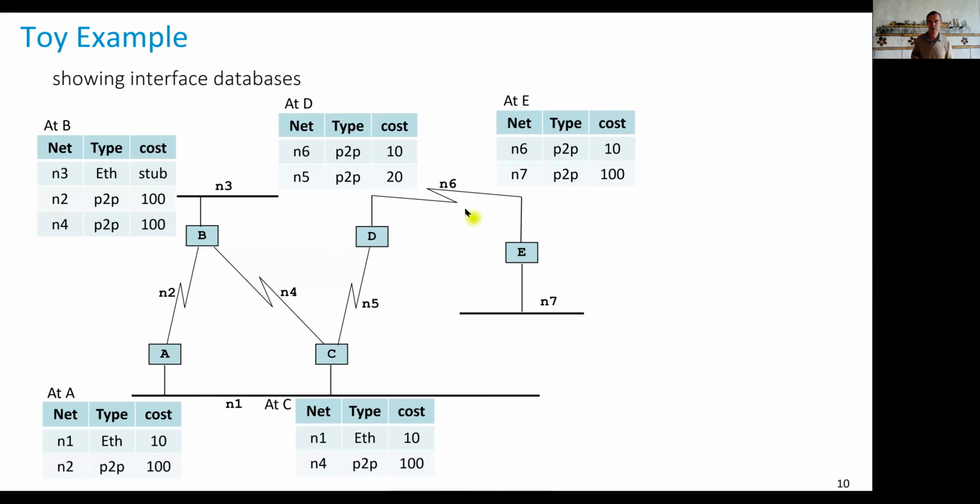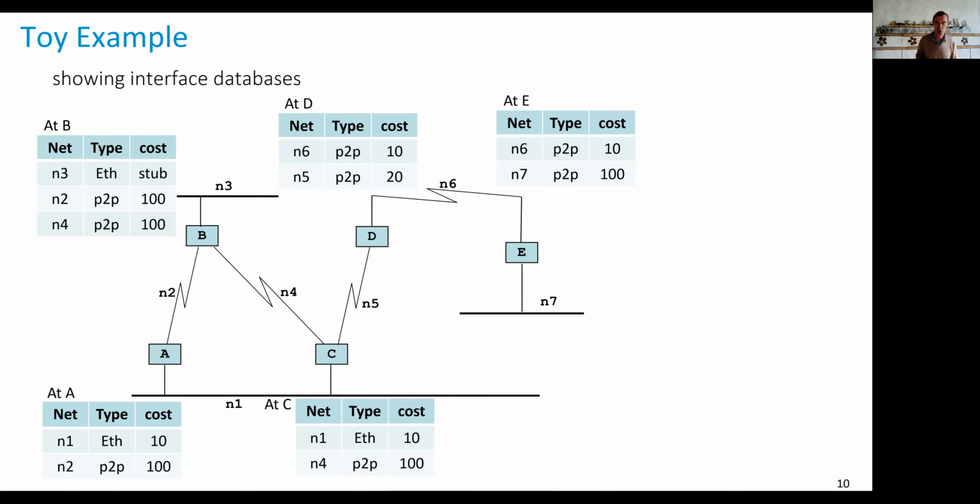At the beginning, if hypothetically all routers start at the same time, the only thing they know is their interface database. For example, router B knows that it has a prefix N3, that's an IP prefix here. It will say what is the type of this, so it's a point-to-point link, Ethernet, and also it will say whether it is a stub or not. So what is a stub network? A stub network is a link or a network that does not connect to another router. So this here goes nowhere. It's a dead end.